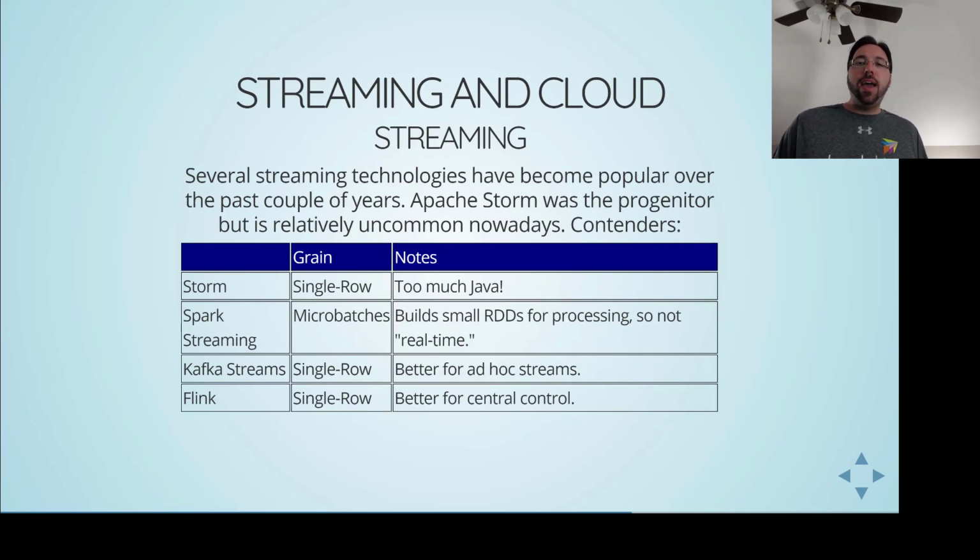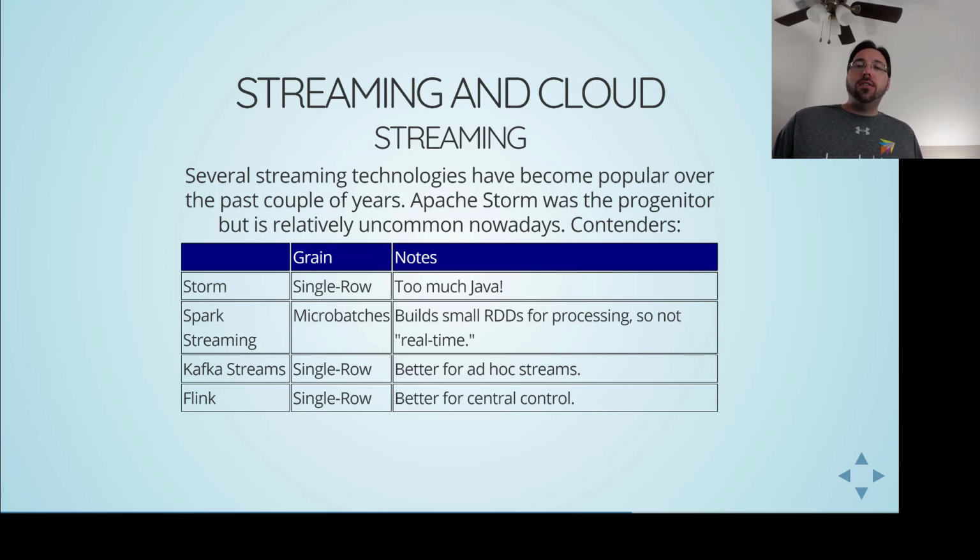Streaming has become a vital portion of the Hadoop ecosystem. So there are several streaming technologies that have become popular over the past couple of years. We started off by talking about Storm, which was released in 2011, but it was Java everything, and that limited its adoption. Now there are 3 primary competitors for your streaming space.